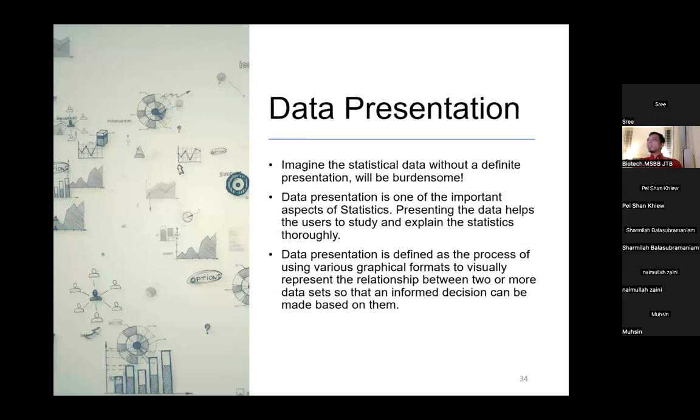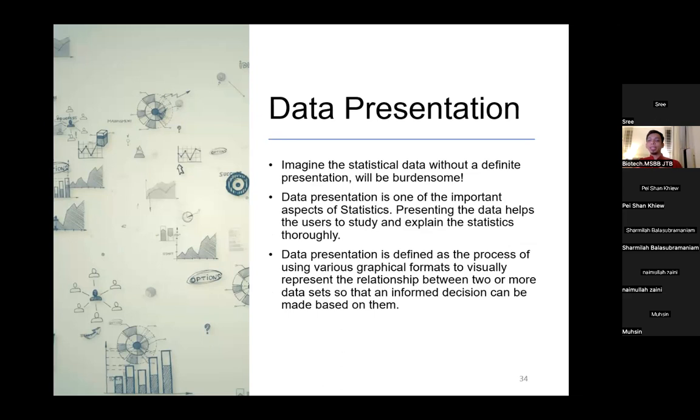So imagine statistical data without a definite presentation will be burdensome. Okay, we do all the analysis, but at the end we have a very poor results presentation or data presentation, then it is meaningless. It's part of science communication, all right? Science communication, we communicate with the public through our writing as well.